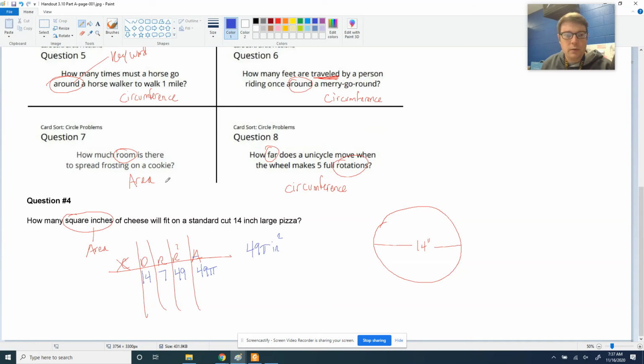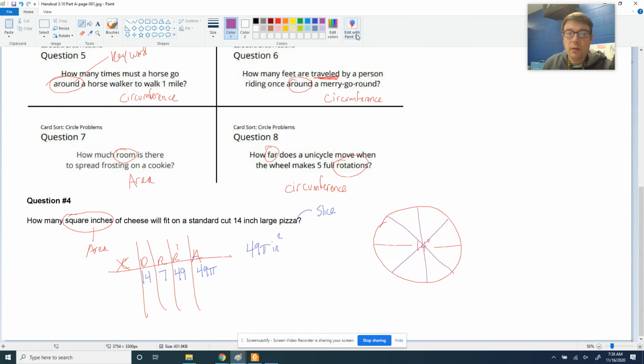But read the question carefully. How many square inches of cheese will fit on a standard cut 14-inch large pizza? And I forgot to add in here, this was supposed to say slice. I meant to say a slice of pizza on a 14-inch large pizza. My bad. So let's just say that they did cut this into slices, like a standard cut slice would be cut into 8 equal parts. Roughly equal. Not always is the guy at Little Caesars or wherever going to cut it into perfectly 8-sized pieces, but they do the best they can. So we're assuming that they have done a good job of cutting this equally into 8 parts.